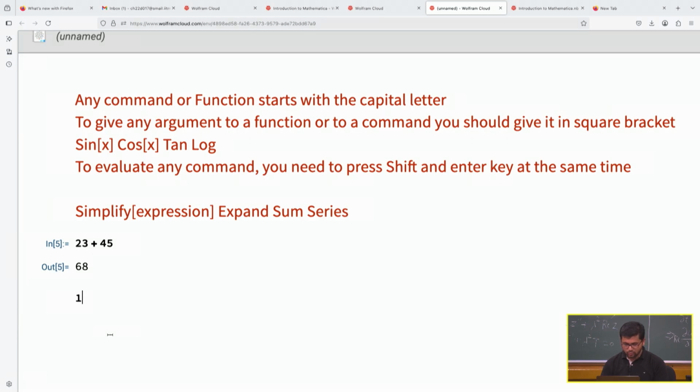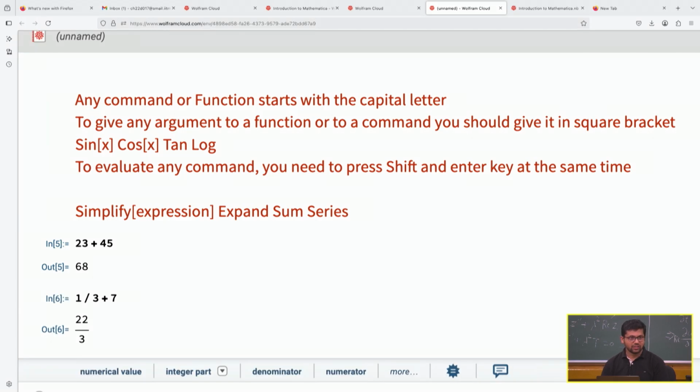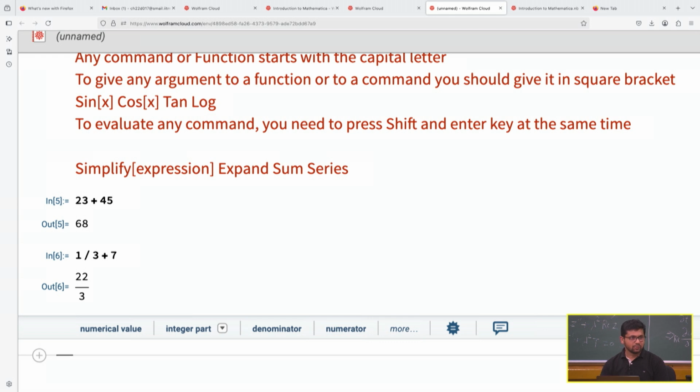Let me ask it to do 1 by 3 plus 7. That is again a very simple calculation, and you can see that Mathematica has returned a value which is a fraction, whereas if you do it in MATLAB or some other software, you will get it in decimal. In Mathematica, it is giving me the exact number, 22 by 3. So, Mathematica works with infinite precision. It will return the exact value rather than some approximate value. It has not returned some number with decimals. It has given me 22 by 3, which is exact.